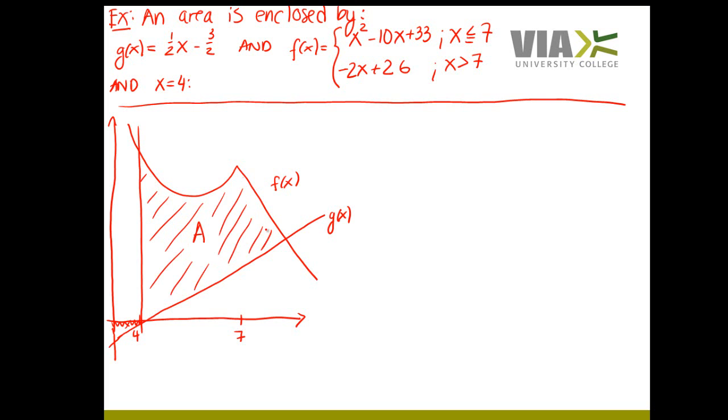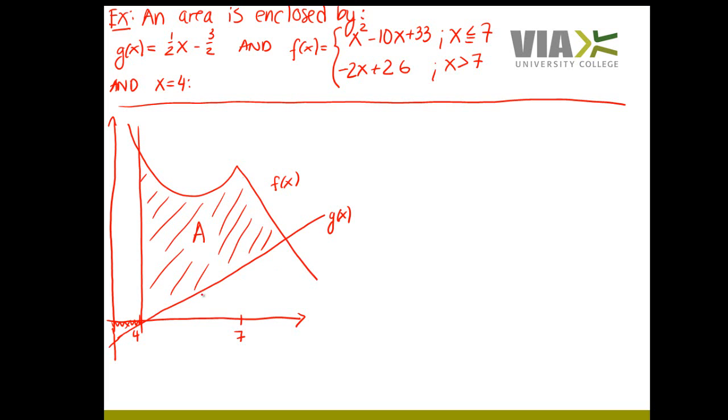So in order for us to figure out what the area is actually equal to, one thing we need to start with will be to find the limits. We have a limit here of 4 given in the assignment. We have a split here at 7. And then we have an intersection point here which we should calculate. So that we'll start with.